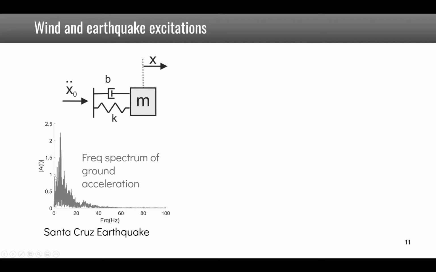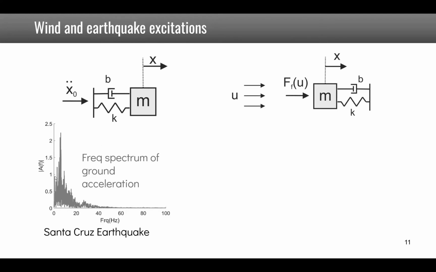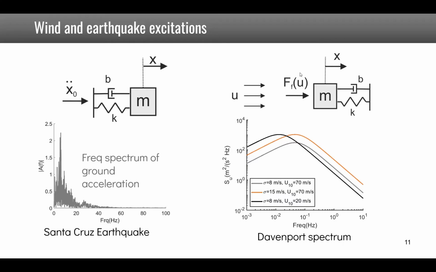so quite low frequencies. For wind excitation, we also have a force due to the wind applied here directly to the mass and not to the ground. So this is a different location of the excitation. And of course the frequency spectrum can be quite different. We saw in a previous video that for the Davenport spectrum we have frequencies in the range of 10⁻¹ to 1 or even up to 10 Hz.